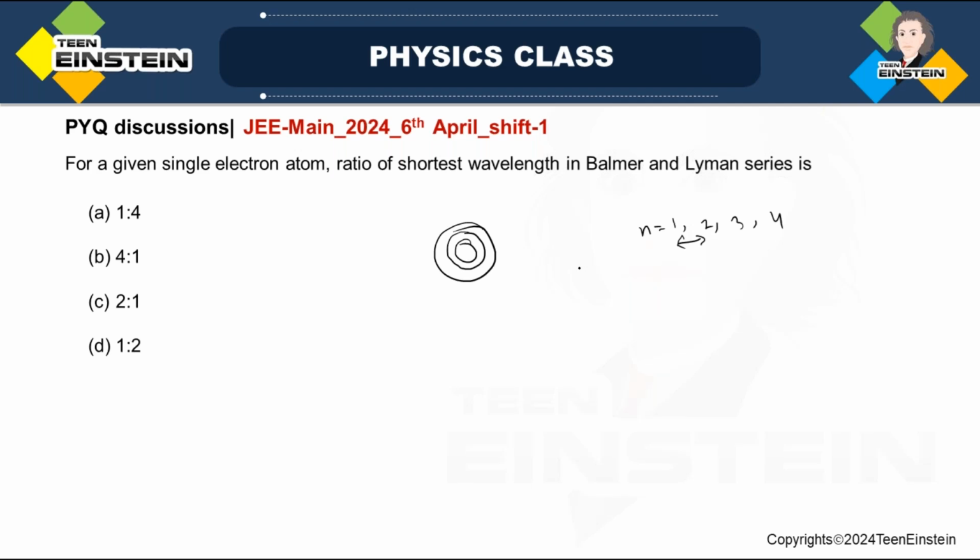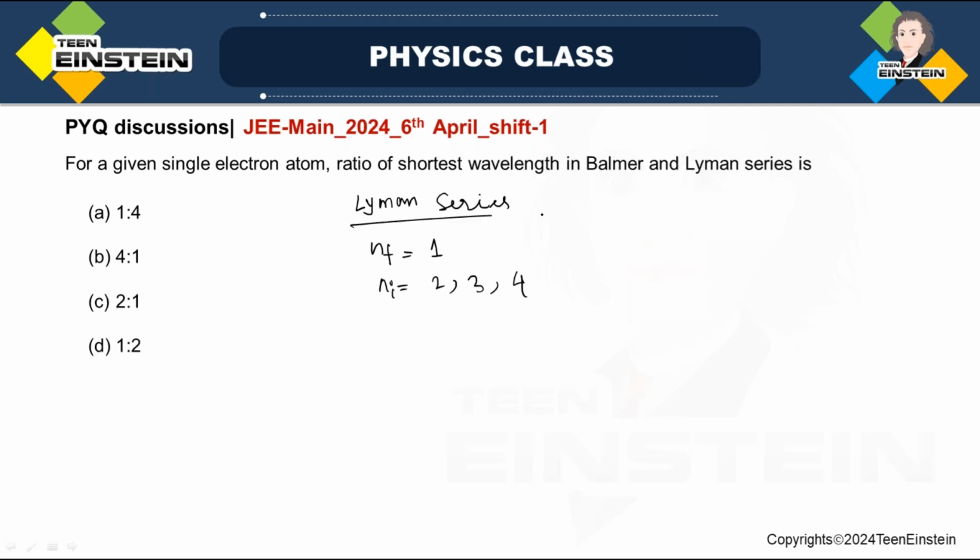Now we get the Lyman series when the final shell is nf equal to 1, and the initial shell can be 2, 3, 4, etc. How do we get the Balmer series? We get the Balmer series when the final energy level is 2, whereas the initial energy level can be 3, 4, 5, etc.